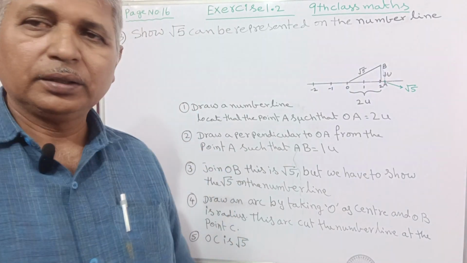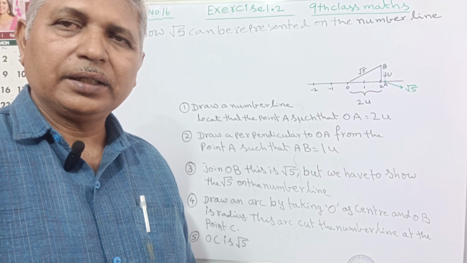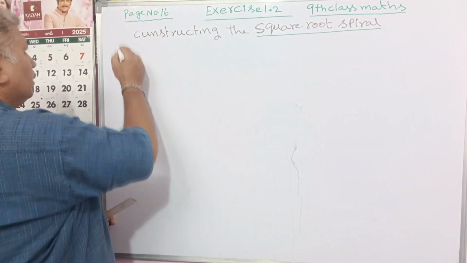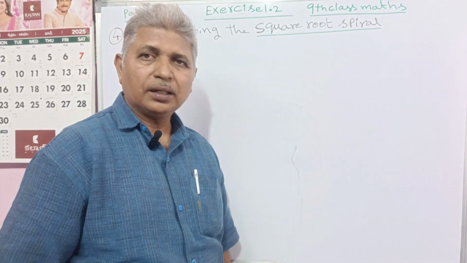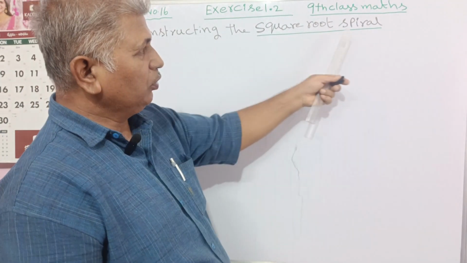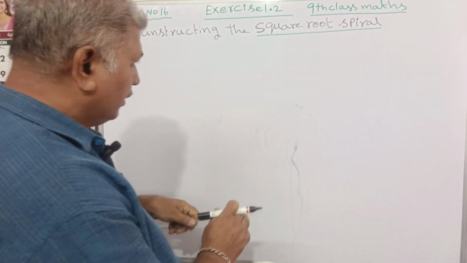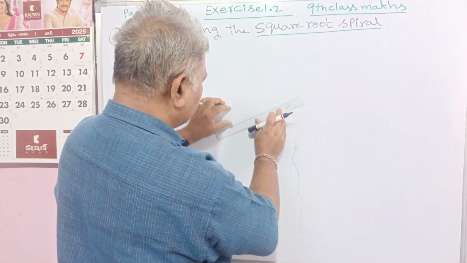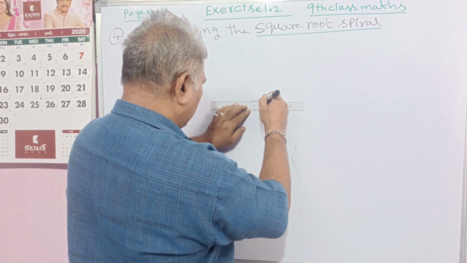Okay. Now come to the fourth question. This is a classroom activity. Construction of a square root spiral. Now we will construct a square root spiral. First of all, we have to take a 1 unit line.